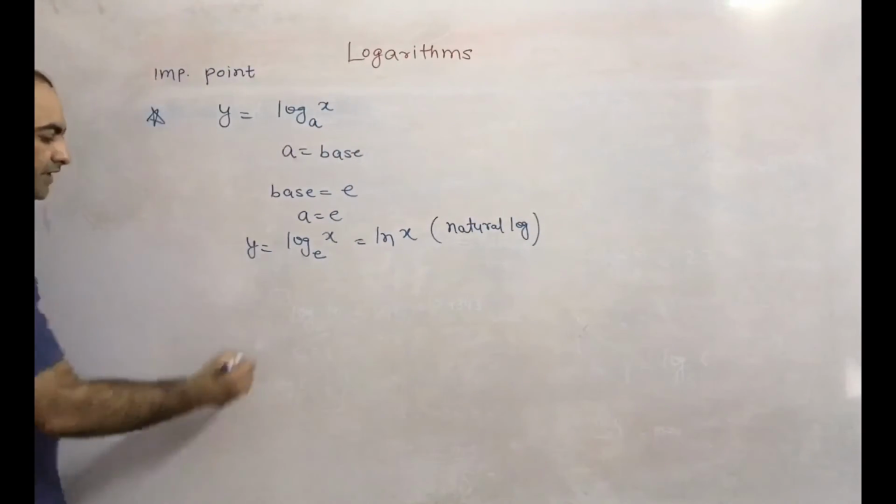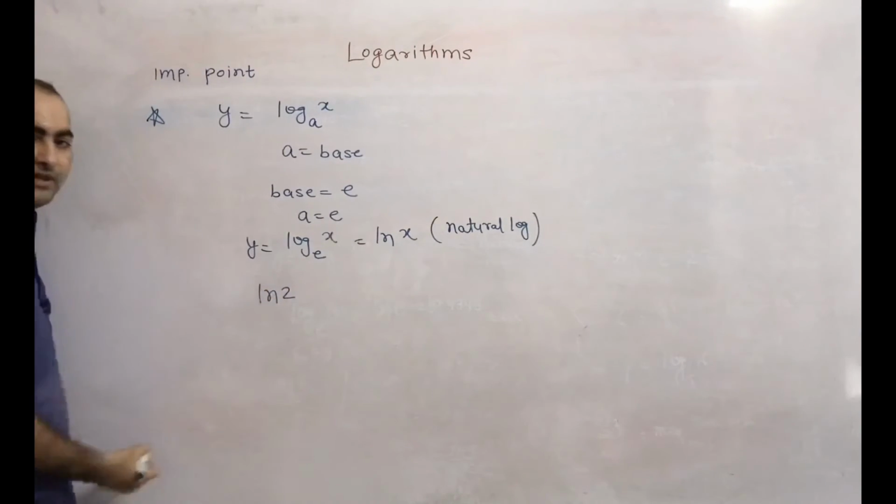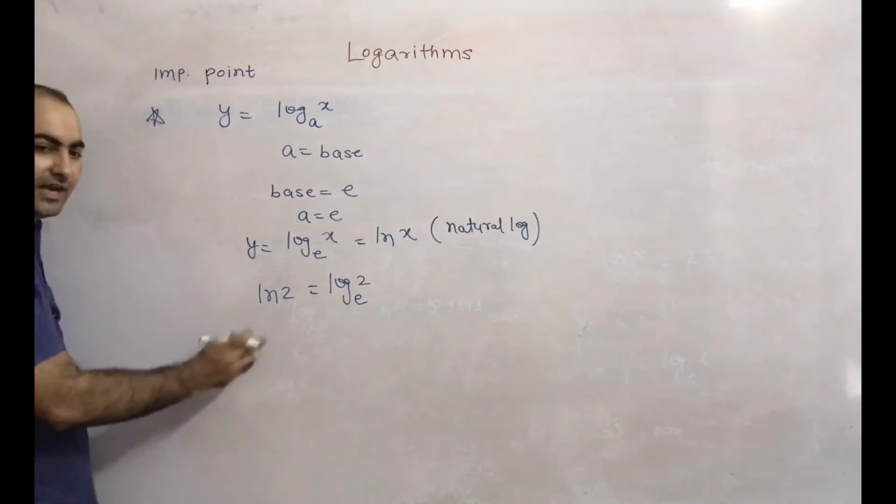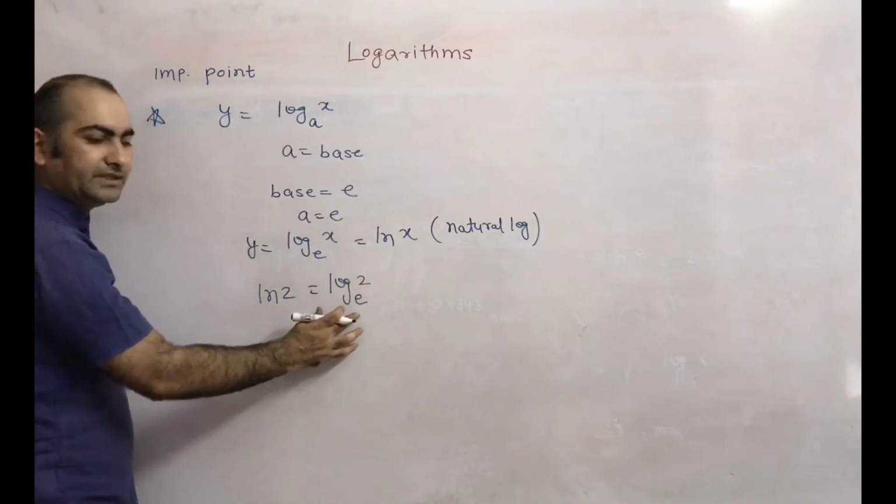For example, if I give ln 2, what is the meaning of this one? Log 2 to the base e. So if it is written ln 2, we can read it as log 2 to the base e.